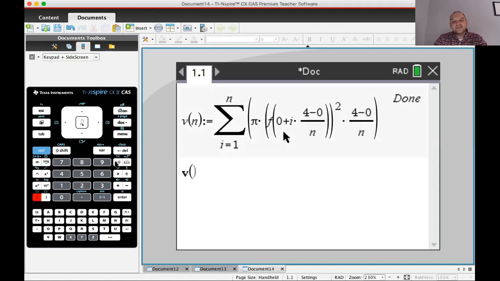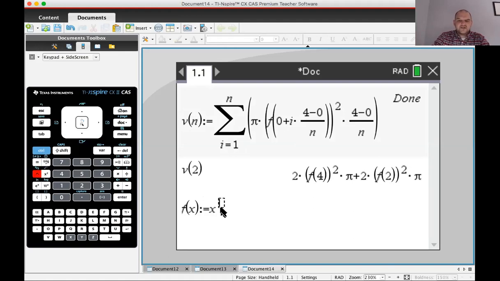So let's see. We've already done a couple of these. So if I do V of 2, I should get whatever I got. I think it was 544 pi. And I get this. Why am I not getting that? The thing I previously mentioned. I never defined f of x. So f of x for this particular problem is x squared.